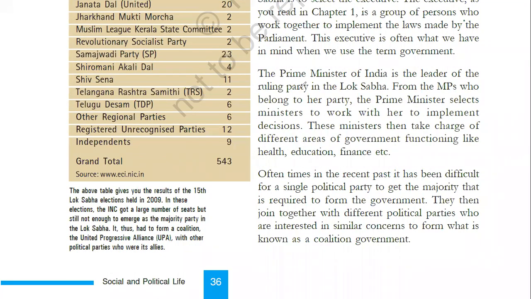Then we'll go down to the third paragraph. The Prime Minister of India is the leader of the ruling party in the Lok Sabha. This would be your point number 4.